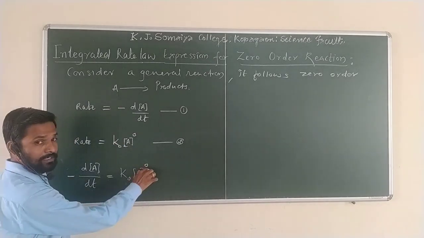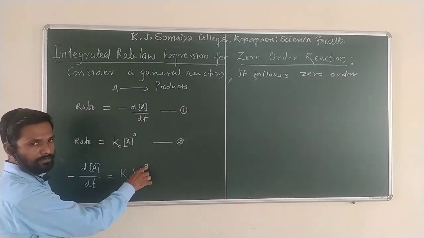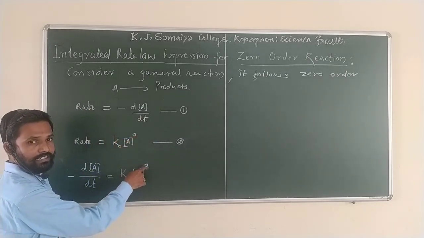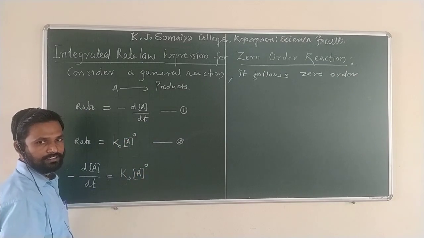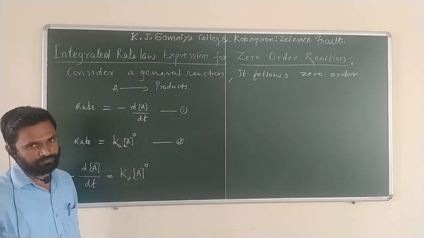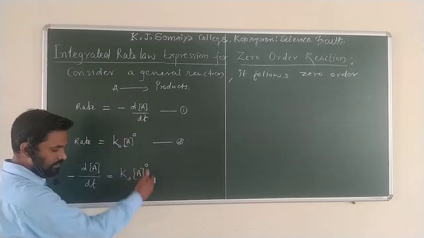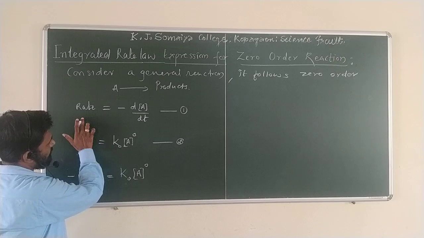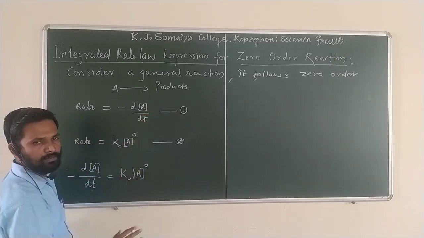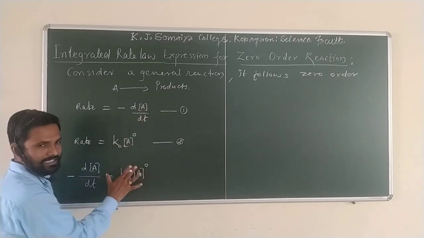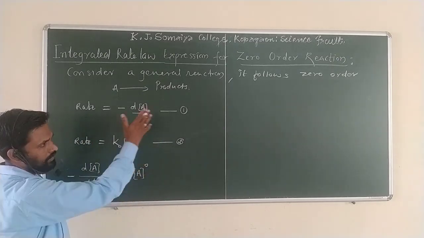If I put 1, that will become first order. If I put 2, that will become second order. Because we know the powers of the concentration of the reactive molecules involved in the rate equation are called the order of reaction. Here the order is 0. First you have to understand all these things. What I did is very simple. First I wrote the rate in differential form, then the rate in rate law form. Once you get the idea, you will get clarity on how we can integrate.